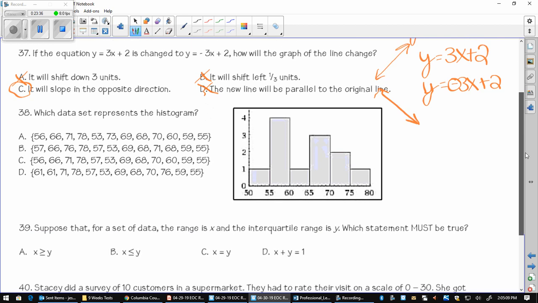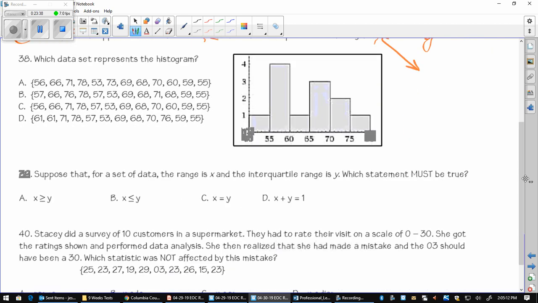All right, on 38, I want to figure out which data set represents the histogram. So if I look at this histogram, I have one person or whatever this is from 50 to 55. So I know that really includes 50, 51, 52, 53, 54. So I'm going to look at all my options and I'm going to see which one only has one person from 50 to 54. So on A, we have 53, nothing else. On B, 53, nothing else is in that category. C, same thing. D, same thing. So I can't eliminate any from that first category.